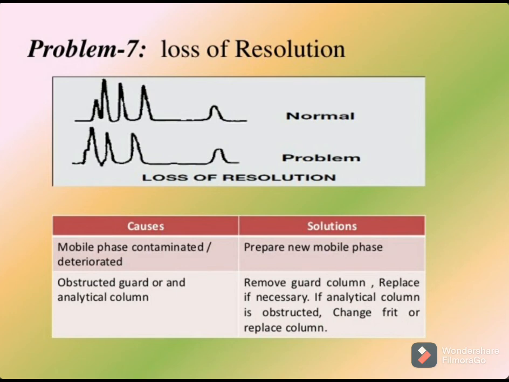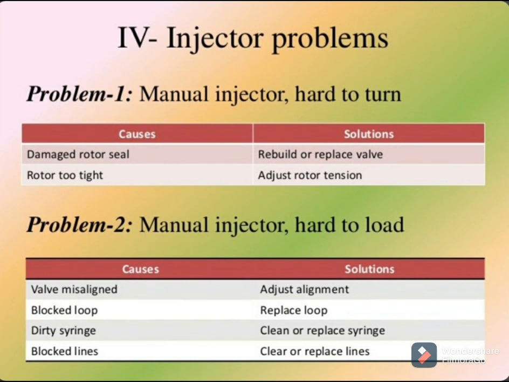Next are injector problems. What are the injector problems? Problem 1, manual injector hard to turn. What is the cause? Damaged rotor seal: then rebuild or replace the valve. That is our solution. Rotor too tight: adjust the rotor and tension, so that it is not too tight. Problem 2, manual injector hard to load. Then what is the main cause? Valve misaligned: then adjust the alignment. Blocked loop: then replace the loop. Dirty syringe: clean or replace the syringe. Blocked lines: clean or replace the line. These are the problems.